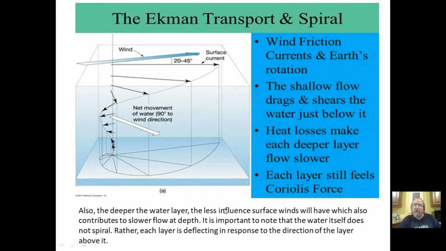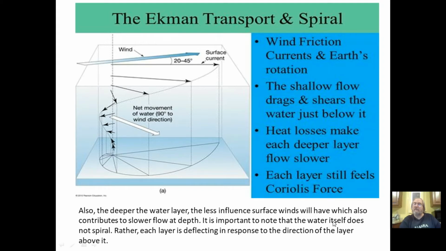The deeper the water flow, the less influence surface winds will have, which also contributes to a slower flow at depth. Right? The further you go deep, the less influence this action is having on whatever the flow is at that point. That's basically trying to say, it's not just heat losses and friction that's slowing down each layer's flow, the magnitude, but also the fact that it's further away. And so, yes, the friction is a loss of energy, a loss of efficiency, which will create a slowdown.